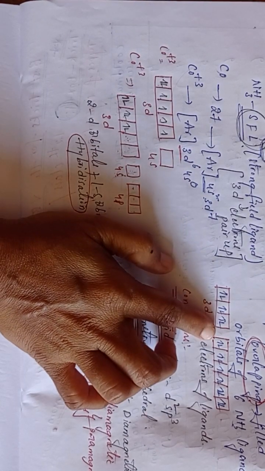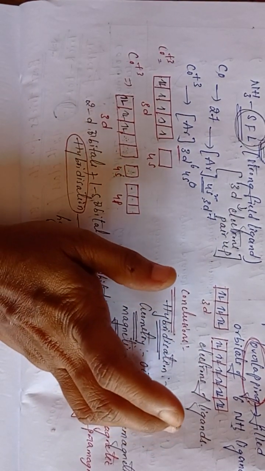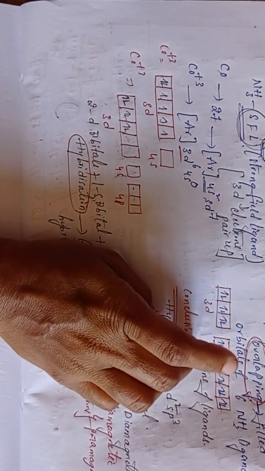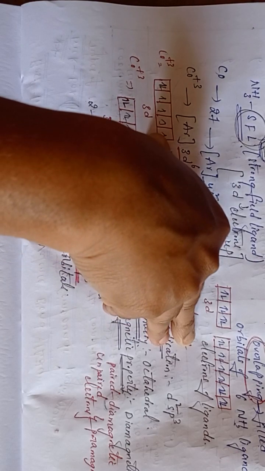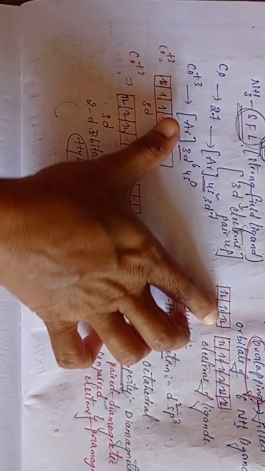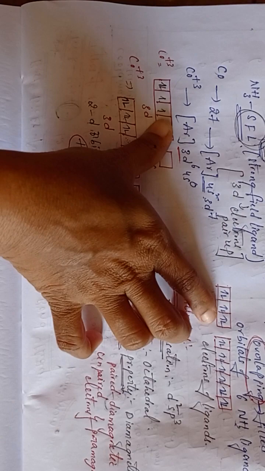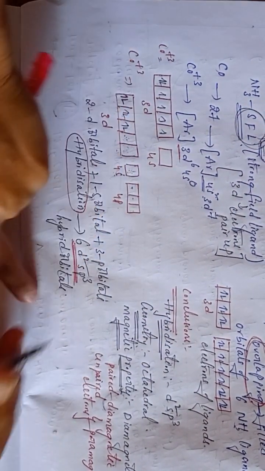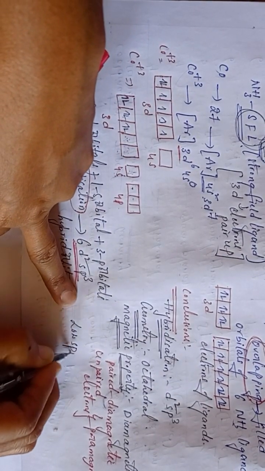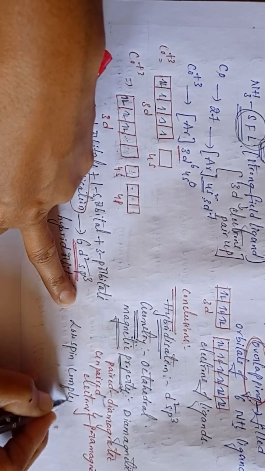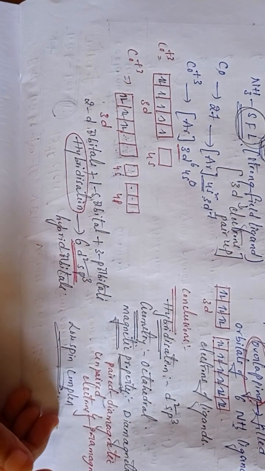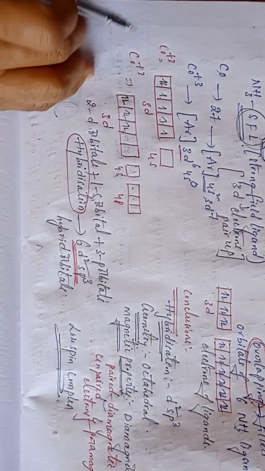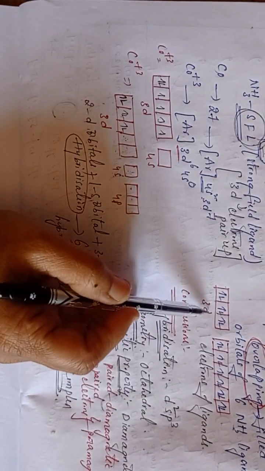No, all are paired. That means here unpaired electrons are different in the case of free metal ion and complex. Are you understanding? In the case of free metal ion and the complex, the number of unpaired electrons is different. So it is a low spin complex. Where different, students? In the free metal ion and the complex.